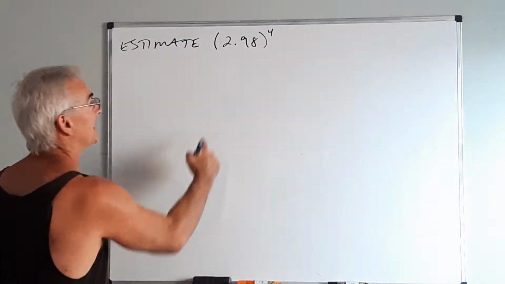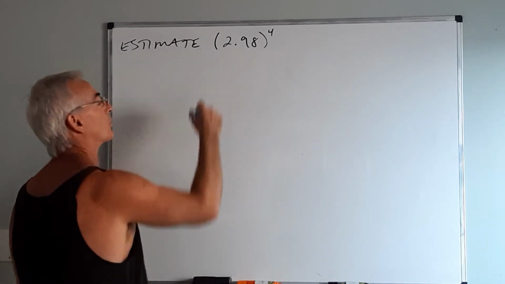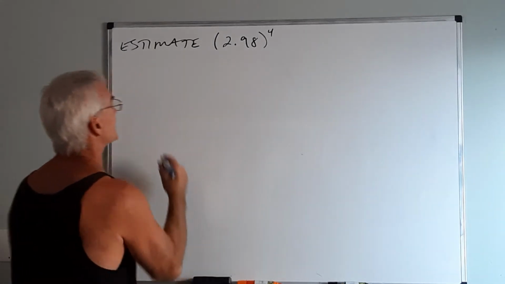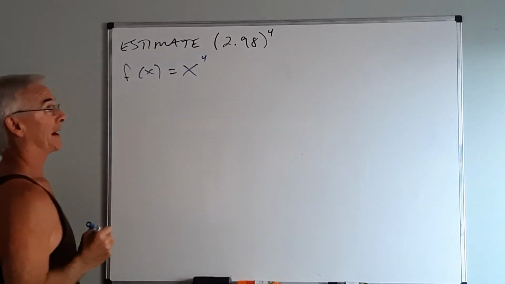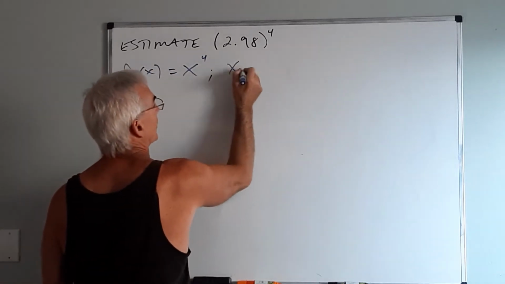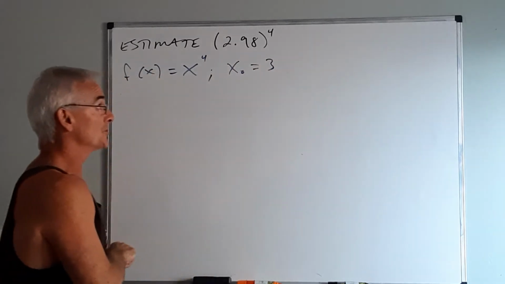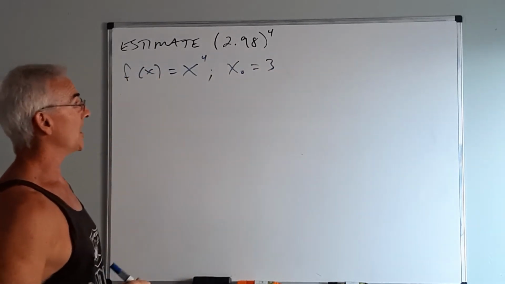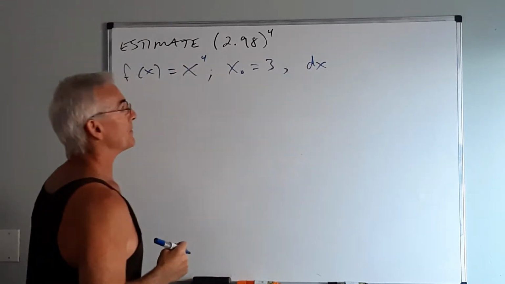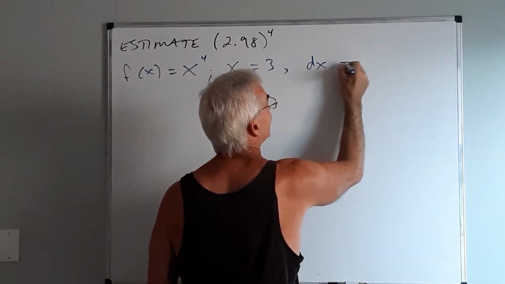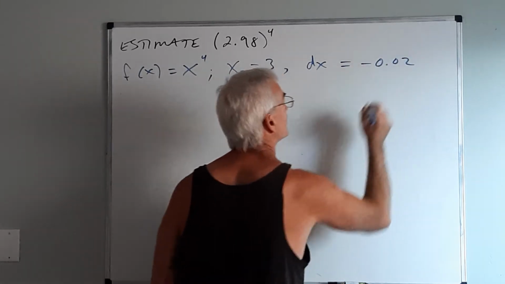Let's suppose we want to estimate 2.98 raised to the fourth power. So we're going to start by creating a function. Let's call it x to the fourth power. Our starting point, our happy point, will be 3. You always choose a point that's easy to work with, not one that's complicated. And our change in x, this time we went backwards, so this number will be negative 0.02.